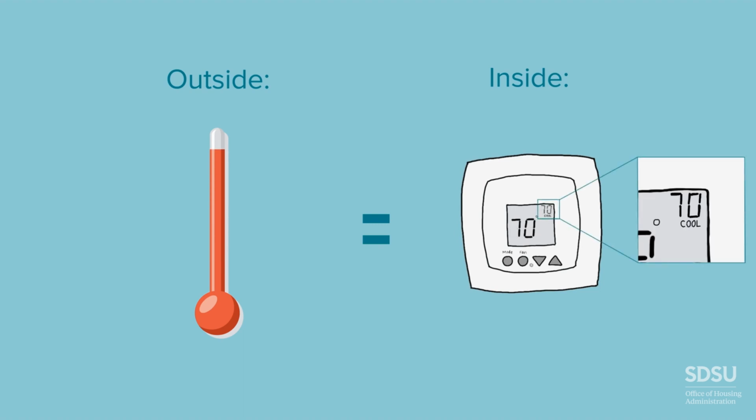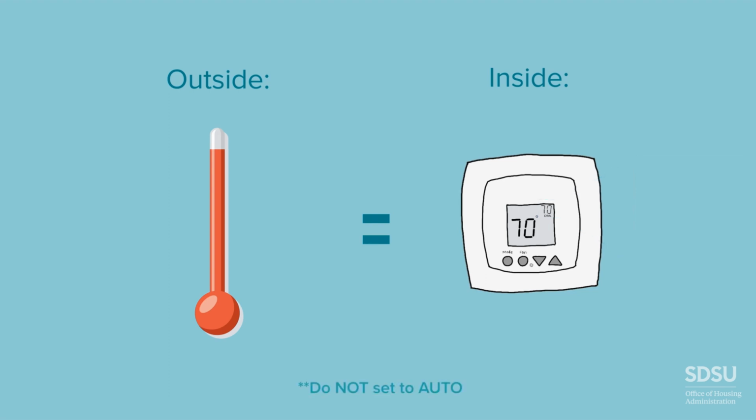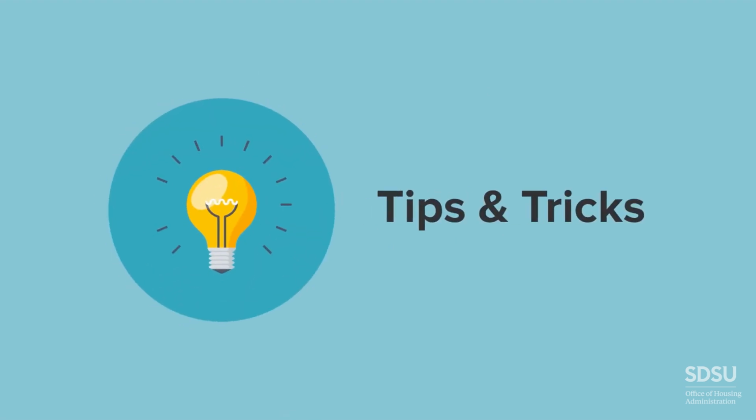So regardless of how you set your thermostat, you will only get heating or cooling depending on the mode the building is in. So pay close attention to the outside air temperature. Here's some advice on how to adjust the thermostat in your room to maximize your comfort.